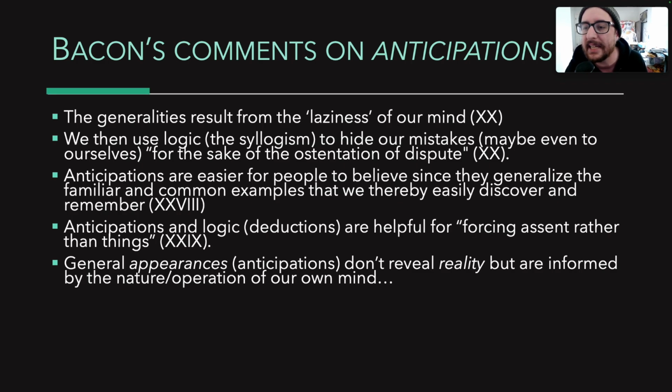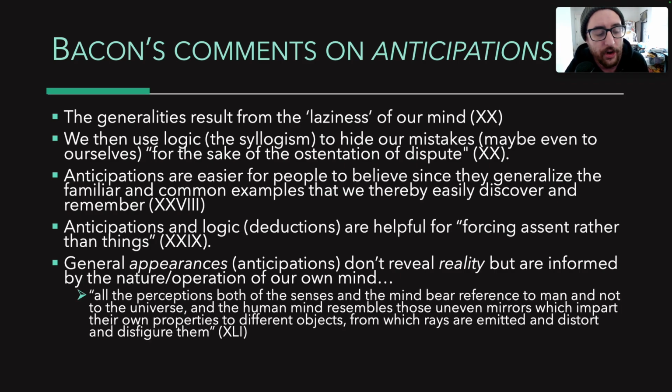Our mind is not a blank slate that just receives the impression of these objects. He says all the perceptions of both of the senses and the mind bear reference to man and not to the universe. And the human mind resembles those uneven mirrors, which impart their own properties to different objects, from which rays are emitted and distort and disfigure them. As maybe one primary example of this, just think of a person who has jaundice and thereby experiences various objects as having a more yellow color.